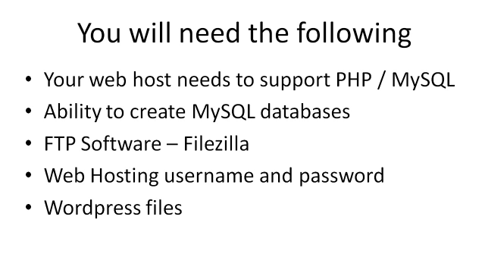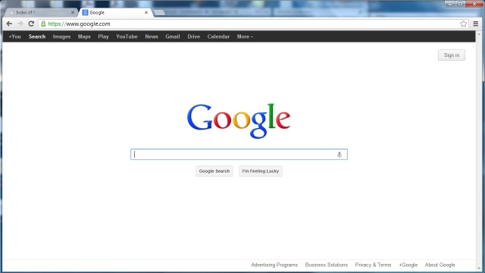So I'm going to show you how to get all of this stuff and use it to install WordPress manually. Now, first things first, let's talk about the FileZilla FTP program, which is basically a software that will allow you to upload files from your computer to your website.